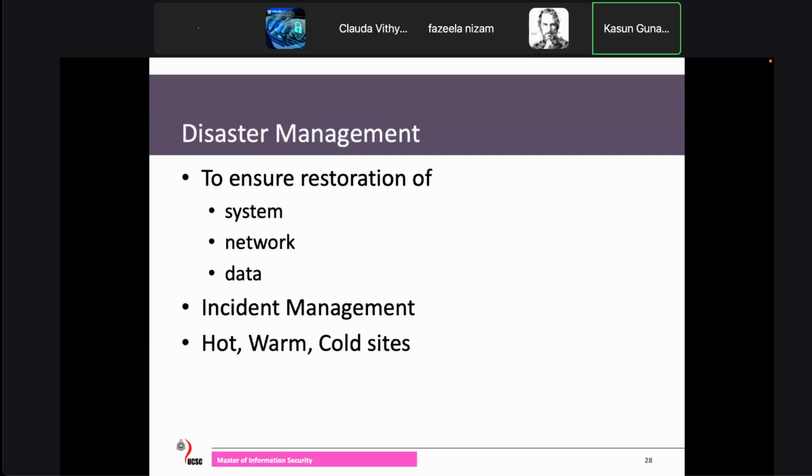Disaster management, which is to ensure the restoration of system, network, and data. Business continuity is the most important thing for any organization. So if a disaster incident happens, we have to ensure we are running our systems normally in the event of this bad event with a minimum disturbance.